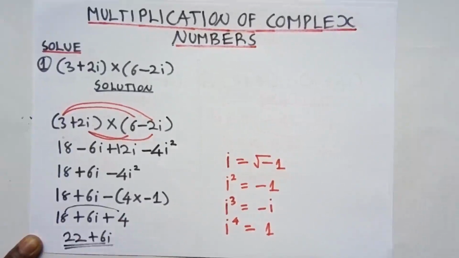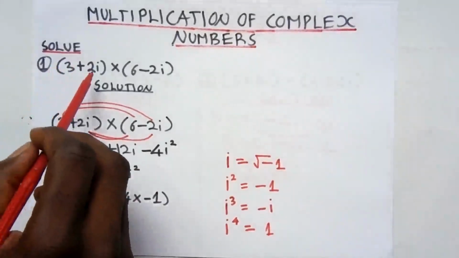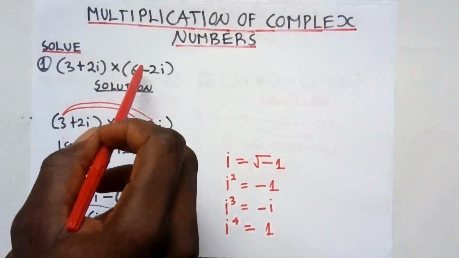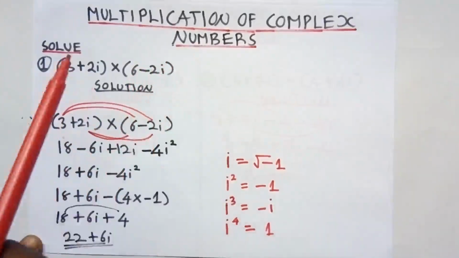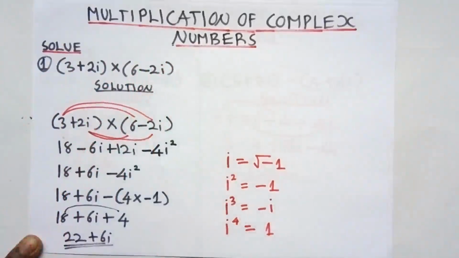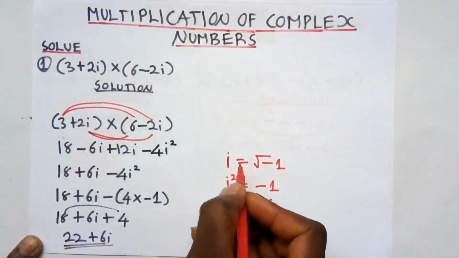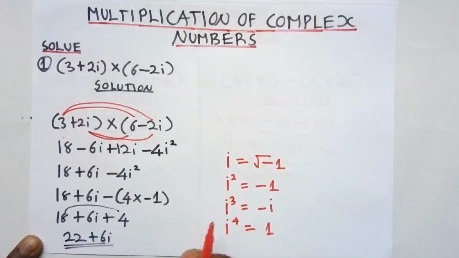So when you multiply these two complex numbers, 3 plus 2i by 6 minus 2i, you are going to get a new complex number, 22 plus 6i. Don't substitute i equal to minus 1, because you want to get your answer as a complex number. Let's take another example.